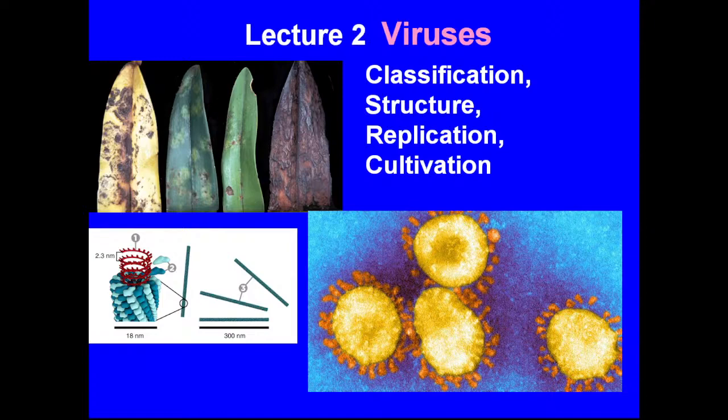At the very beginning of our lecture, on the very first slide, you see the topic of today's lecture: we are going to discuss classification, structure, the way of multiplication of the viruses, and how we culture them in the laboratory. On the first slide you also see the very first virus that was discovered. To the left, the tobacco mosaic disease virus, and you can see the symptoms produced by this virus. To the right, you can see the newest one, a particular type of coronavirus called SARS-CoV-2, the causative agent of COVID-19 disease.